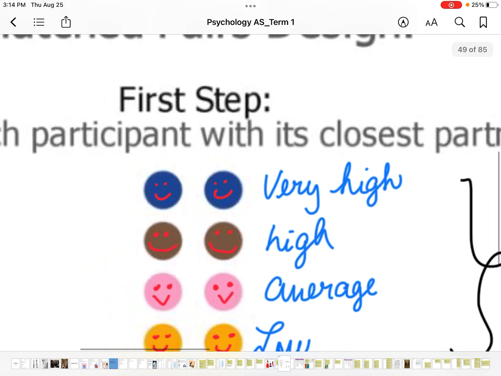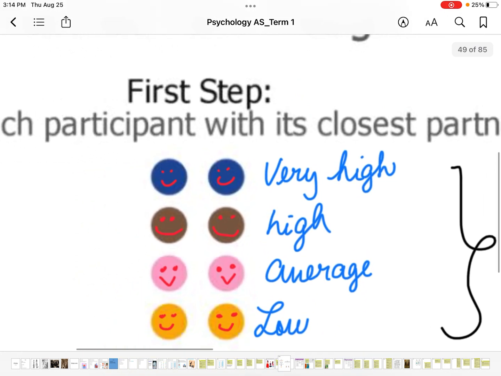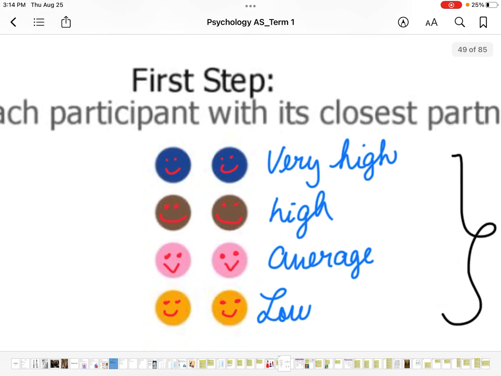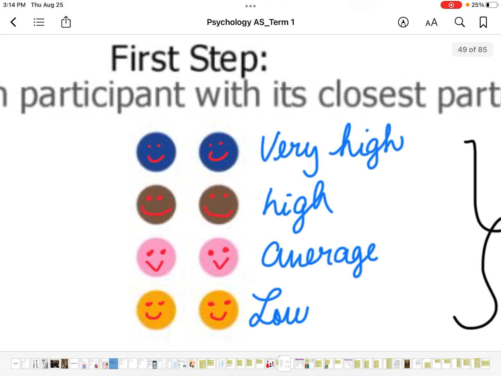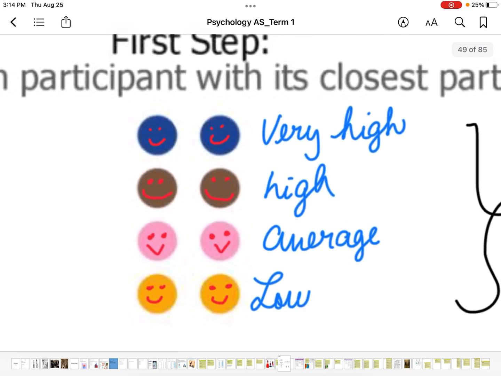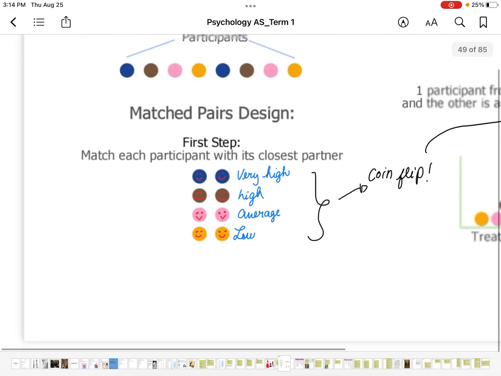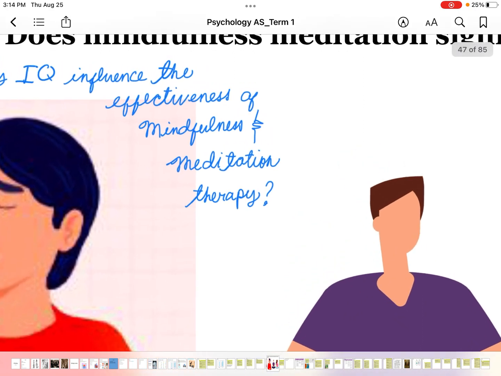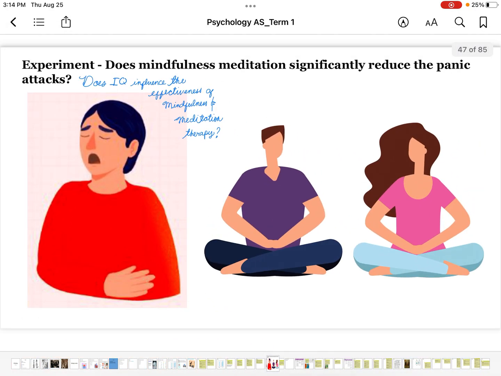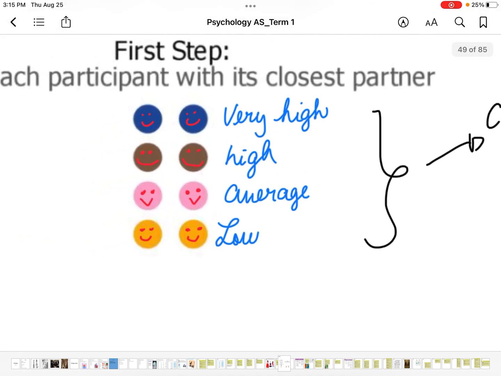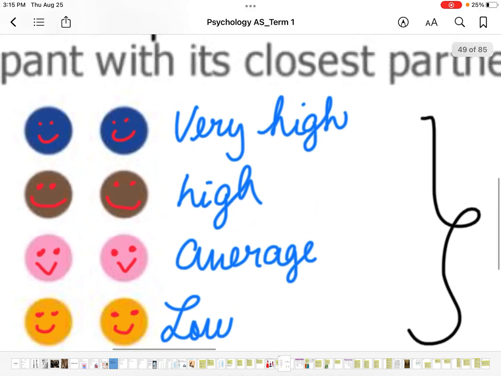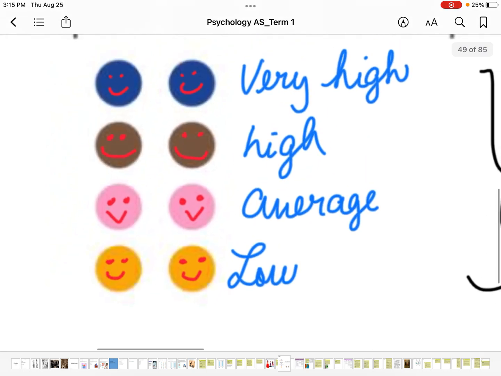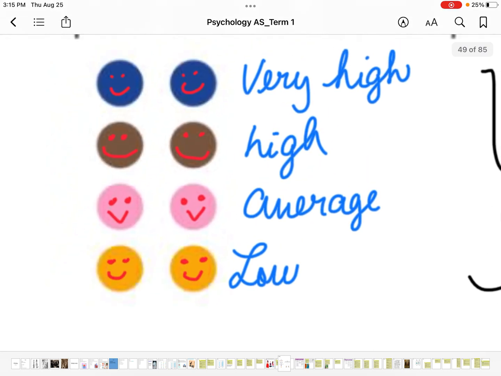So you have 8 and you try to match them together based on their demographic, or, what do you call this, based on another factor. For example, in our earlier question, does IQ influence effectiveness of mindfulness meditation therapy? So maybe you can check their IQ and then group them into 4: very high IQ, high, average, or low IQ, right? And you will pair them.